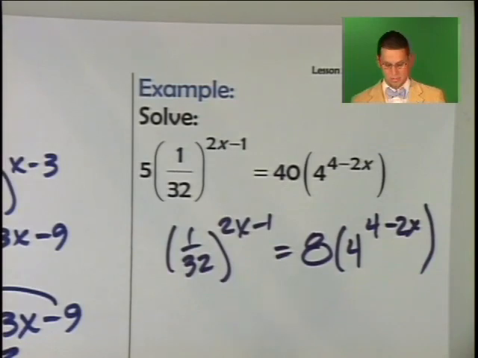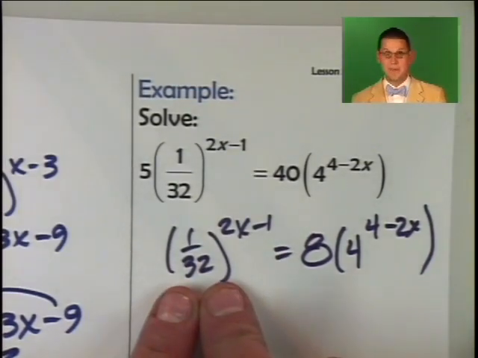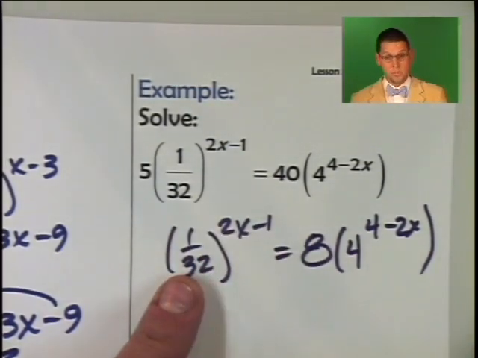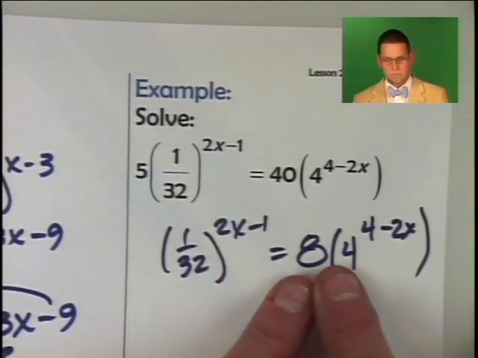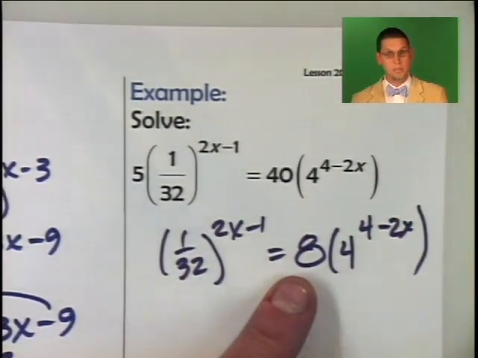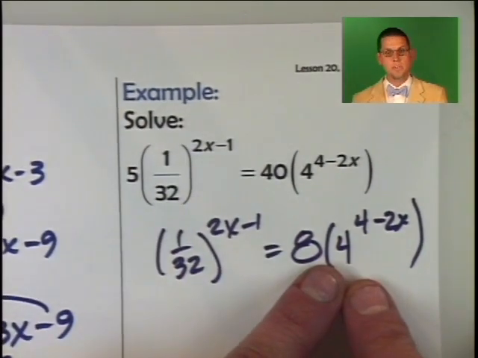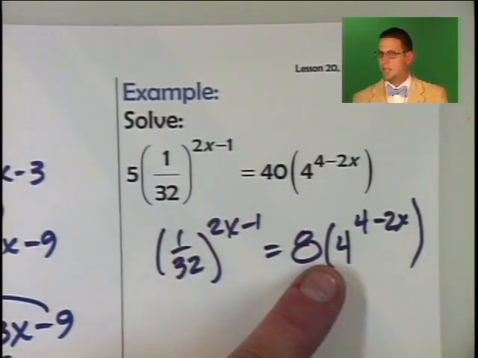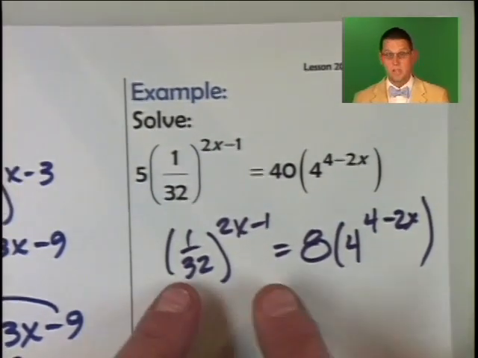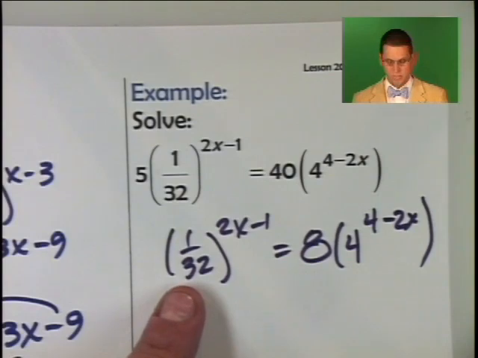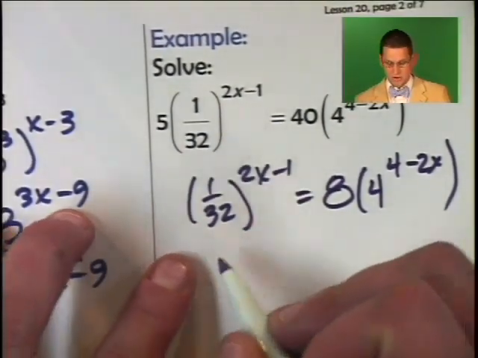But wait! 1 over 32 is actually a hidden power of 2. 32 is 2 to the 5th. Helps to know that. 8 is a power of 2. It's 2 cubed. And 4 is a power of 2. It's 2 squared. So really, with a little bit of work, we can actually write all these in terms of base 2. So here's what we're going to have to do.